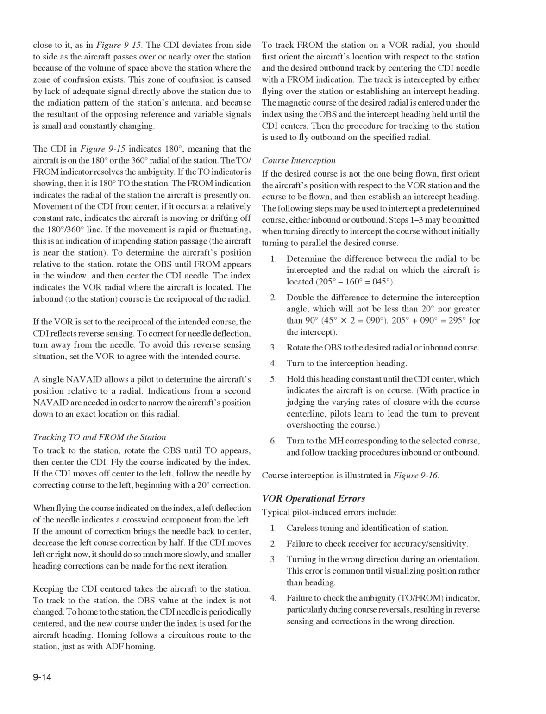1. Determine the difference between the radial to be intercepted and the radial on which the aircraft is located, 205 degrees minus 160 degrees equals 045 degrees. 2. Double the difference to determine the interception angle, which will not be less than 20 degrees nor greater than 90 degrees, 45 degrees times 2 equals 090 degrees.